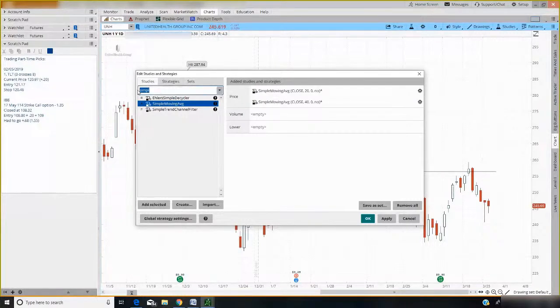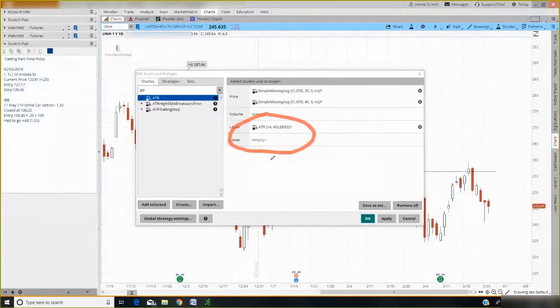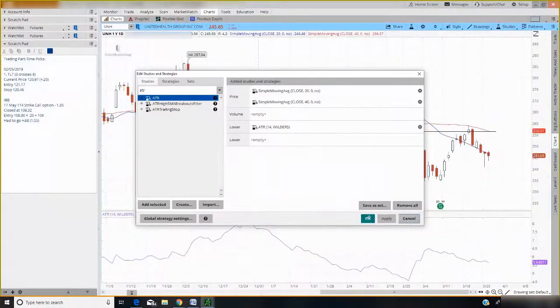Now, we're going to go to ATR. ATR, click. And what that is, again, is the average true range. And you want to leave the default at 14 days. What this is showing you is the average of the last 14 days. Okay? These are the only indicators that go on your chart. Apply. That's how it looks.